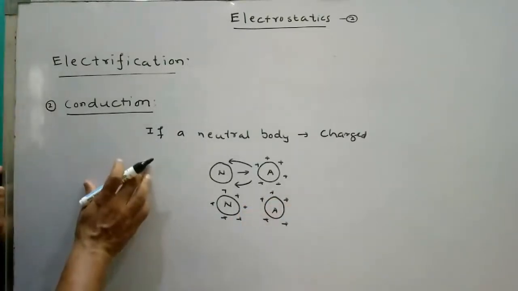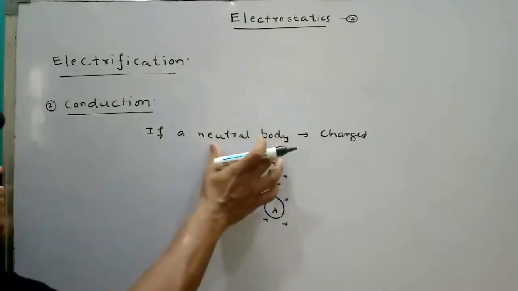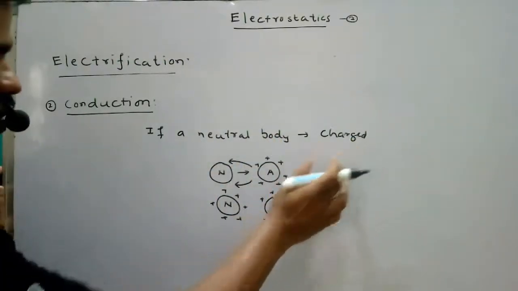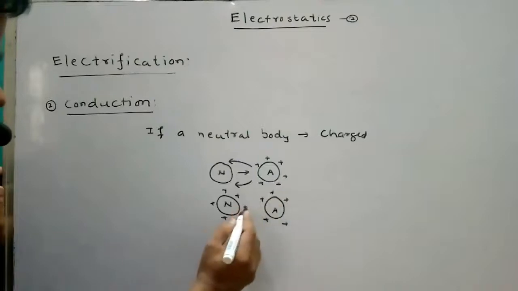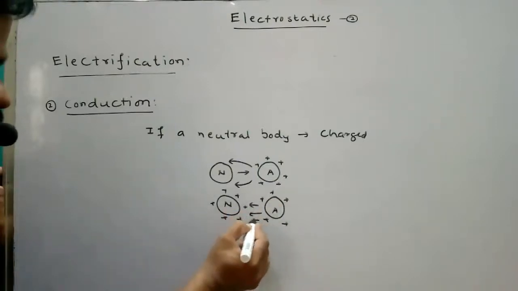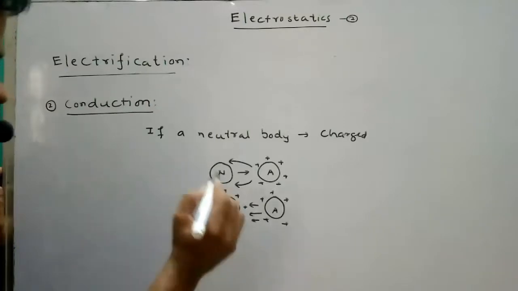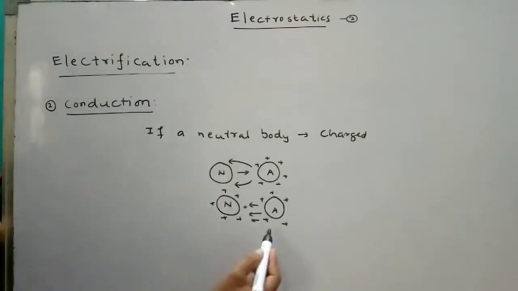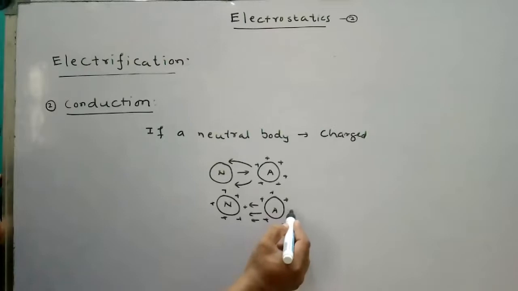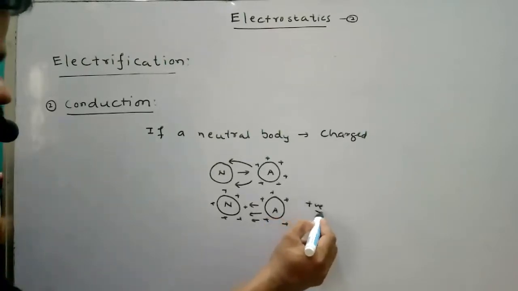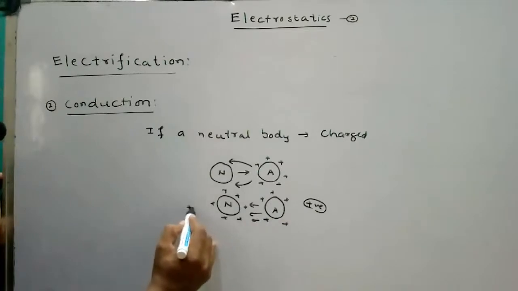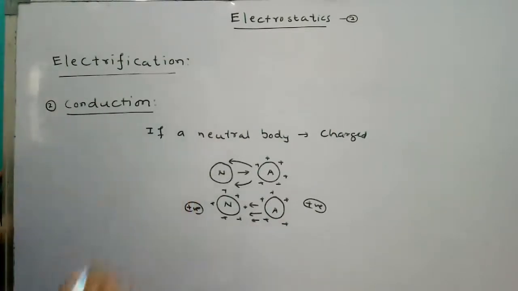Due to conduction, if a neutral body is placed near a charged body, the charged body shares the charge with the neutral body. What is happening here? The neutral body is getting charged. The charged body has positive charge, and the neutral body gets positive charge due to conduction.